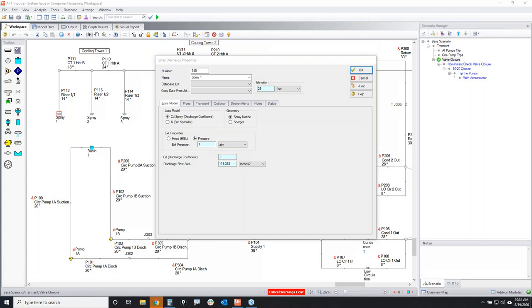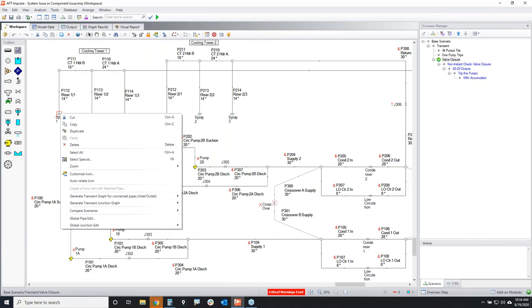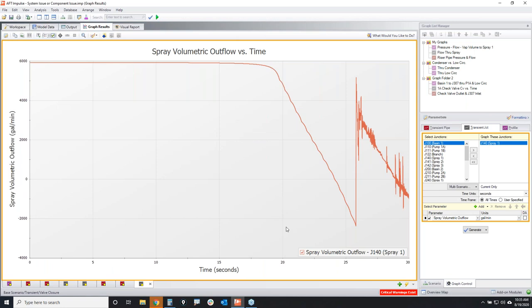So what I want to do is plot the flow rate through one of those spray nozzles. I'm going to right click and click on generate transient junction graph. I'm going to generate the volumetric outflow. So here you see that you've got flow out of that spray nozzle until that valve closes, and then your system is going to continue to drain. So it takes a few seconds until your spray nozzle has drained, and at that point, all of the flow has left the spray nozzle, but then you have this negative flow, which means that you would have reverse flow.